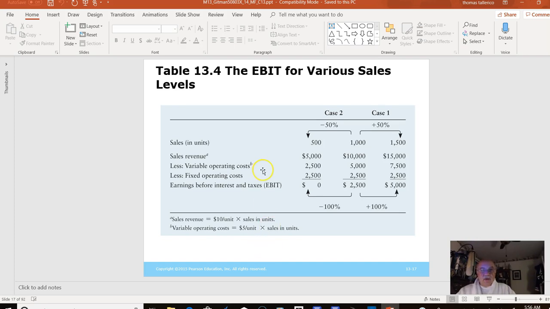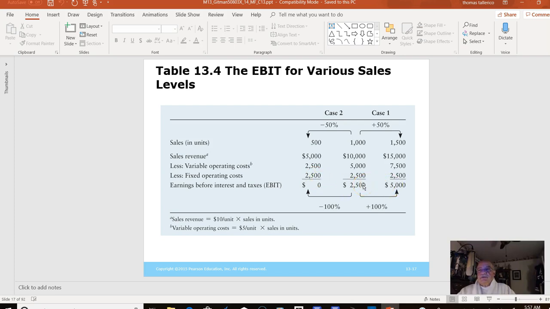We'll go over this a little more carefully now. So here are the different sales in units. This was the base, your base sales, 1,000. Now that can go down by 500, or it can go up by 500, okay? You're selling it for $10 apiece, so here's your revenue: multiply this by 10. Here's your variable operating costs, and they tell you the variable cost is $5 per unit. So they tell you what each number is down here. And then the fixed costs don't change. That's $2,500. So here's your EBIT.